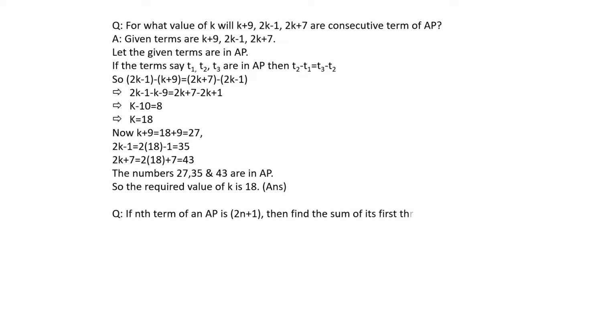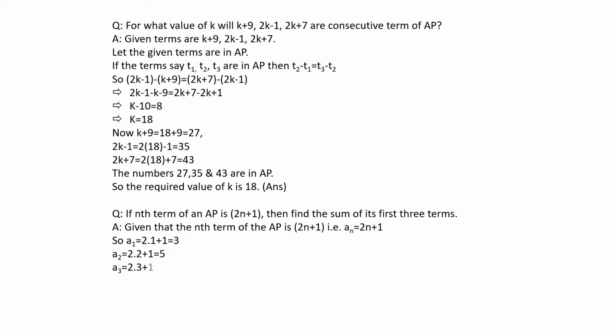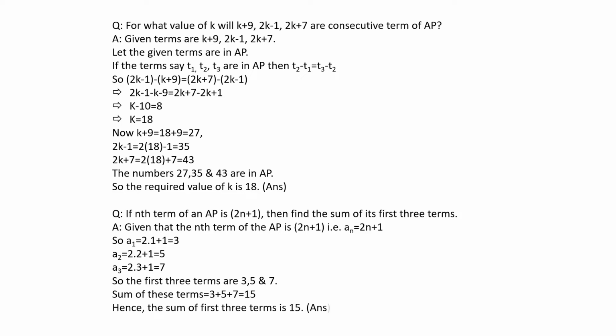The next question is, if the nth term of an AP is 2n plus 1, then find the sum of its first three terms. Given that the nth term of an AP is 2n plus 1, we can write an equals 2n plus 1. So the first term a1 is 2 into 1 plus 1, which is 3, a2 is 2 into 2 plus 1, which is 5, and a3 equals 2 into 3 plus 1, which is 7. So the first three terms are 3, 5, and 7. Now their sum equals 3 plus 5 plus 7, which is 15. Hence the required result is 15.